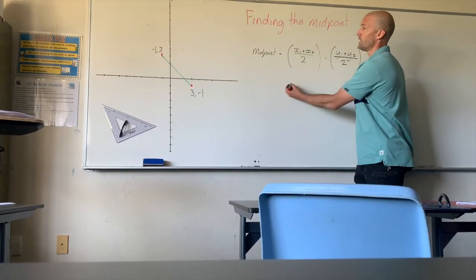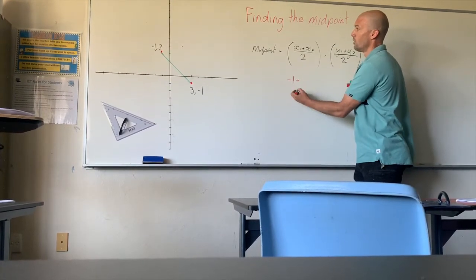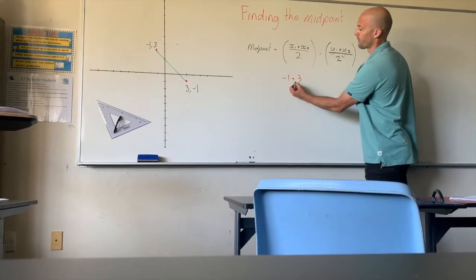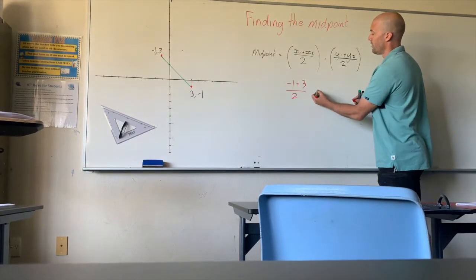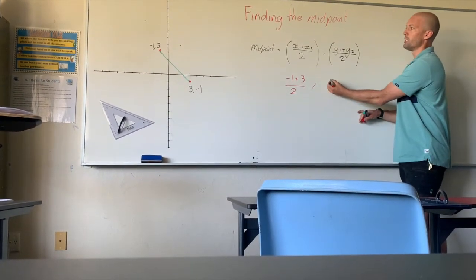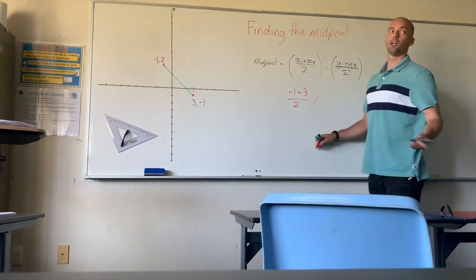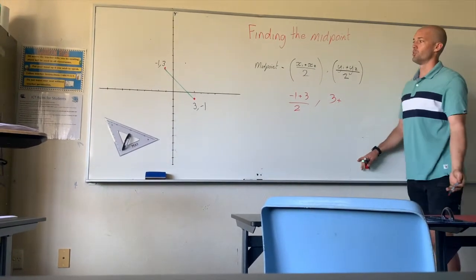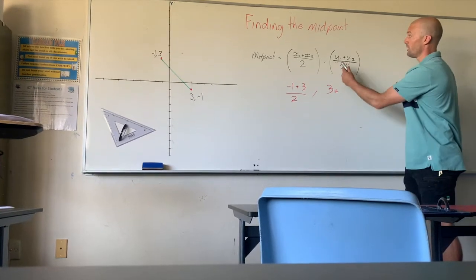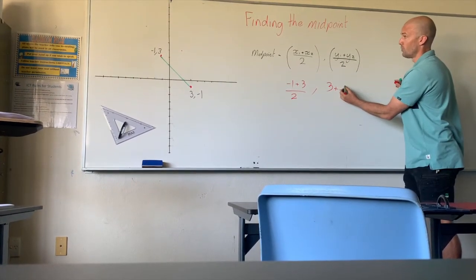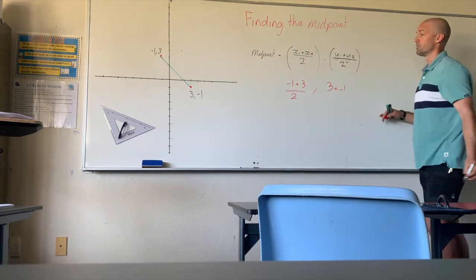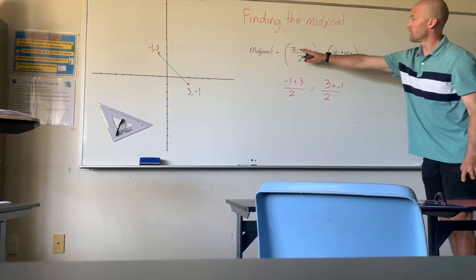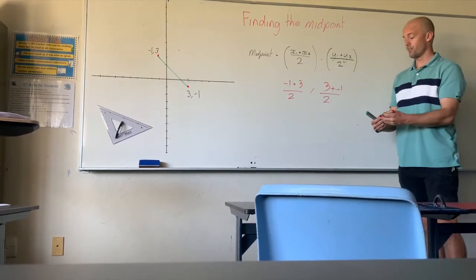So X1 I've got as -1 plus, what is X2? 3. Yep. Then, what is Y1? 3. And what is Y2? -1. So yeah, plus, and then we're doing a -1. So bear that in mind when we get to the next stage. So that's how it is. We've replaced that formula with real numbers from our coordinates. Now we just have to work them out.